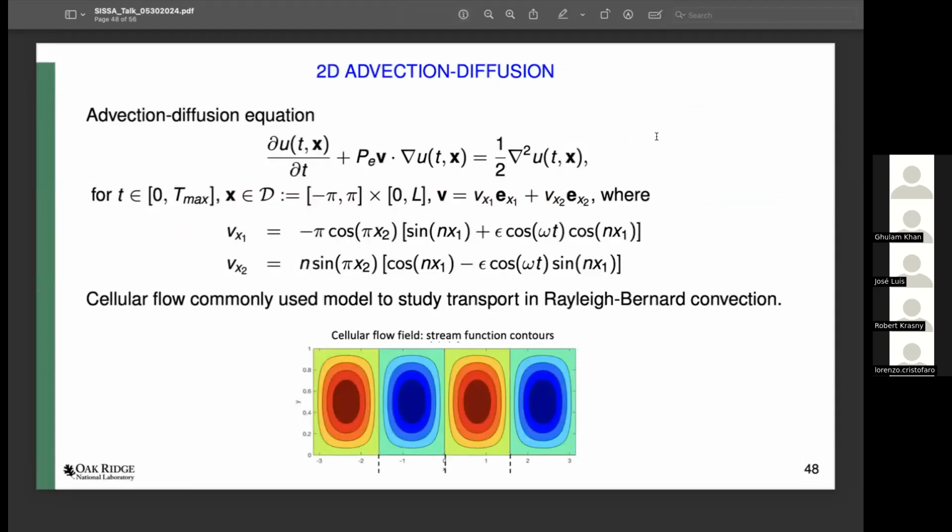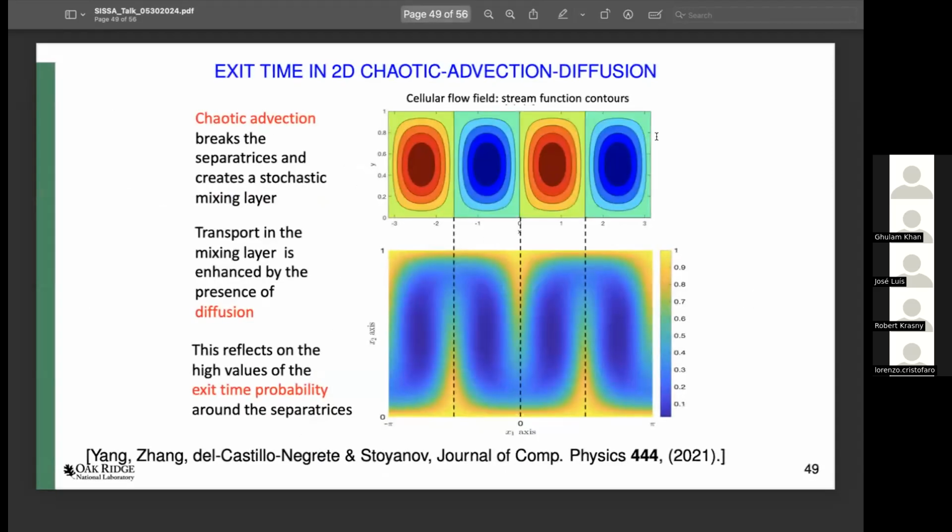Then we applied this to a fluid dynamics problem that you see here. This was a Rayleigh-Bénard problem, in which you have advection and diffusion, and we deployed our method. What you see in the bottom panel is the probability of exiting. Yellow means that you have a very high probability of hitting the top or bottom boundary, and dark blue that the probability is very low. Again, this was the proposed application in the case of standard local diffusion.